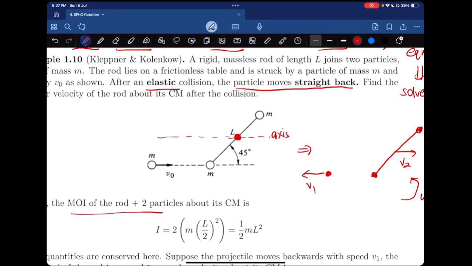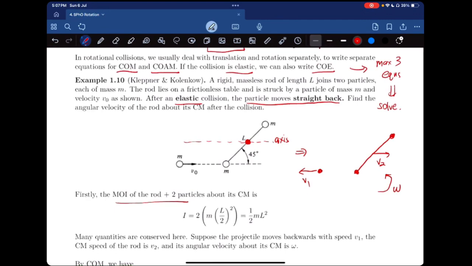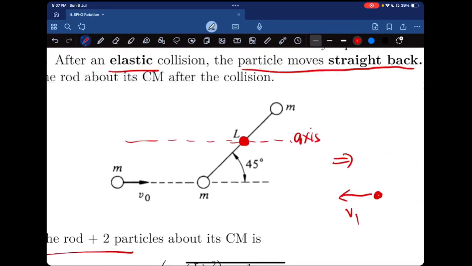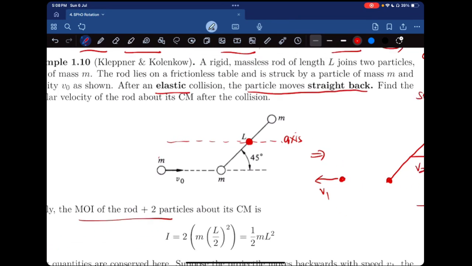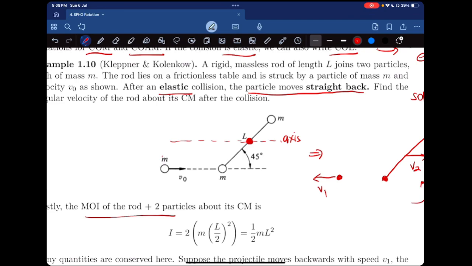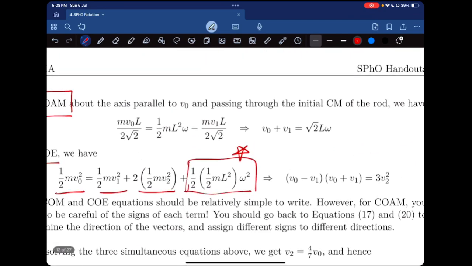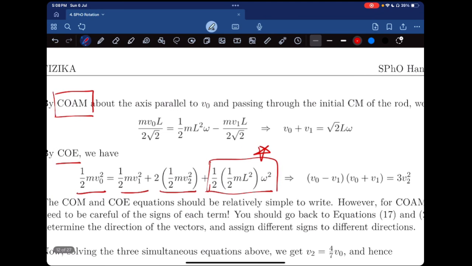This is the axis we will take. And why do we take this axis? Because if we take this axis and we consider our system to be everything in this picture, then there's no net torque about this axis, because there are no external forces that act on this. No external torques act on this system. Which means we can write COAM, and we can write this equation here.